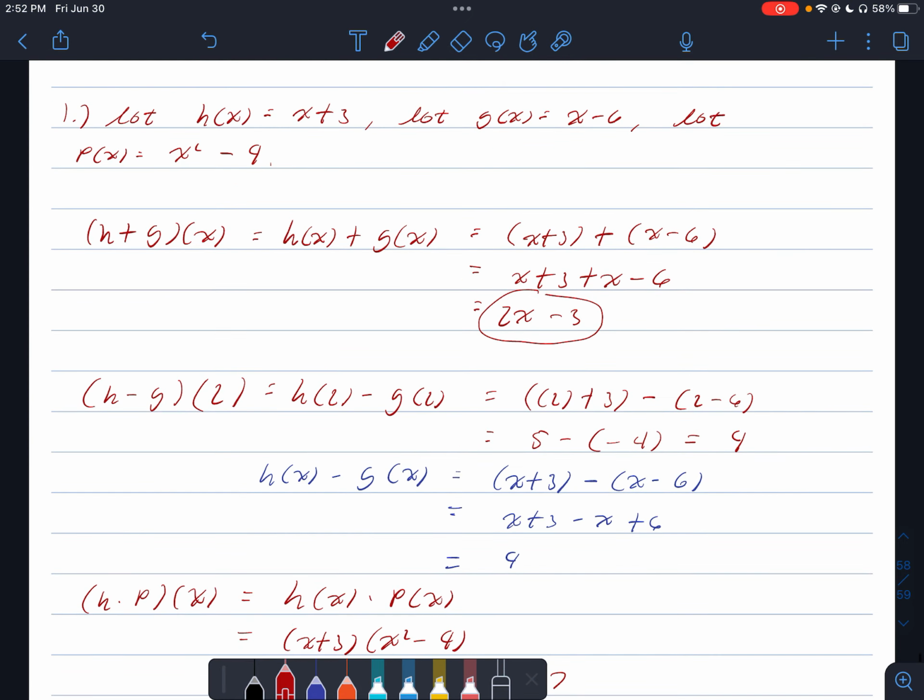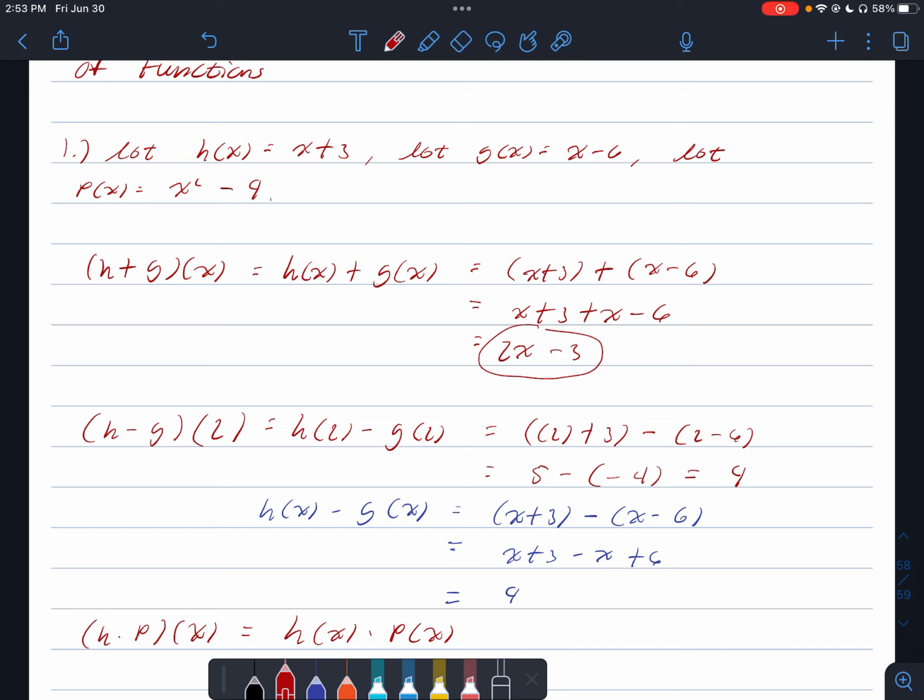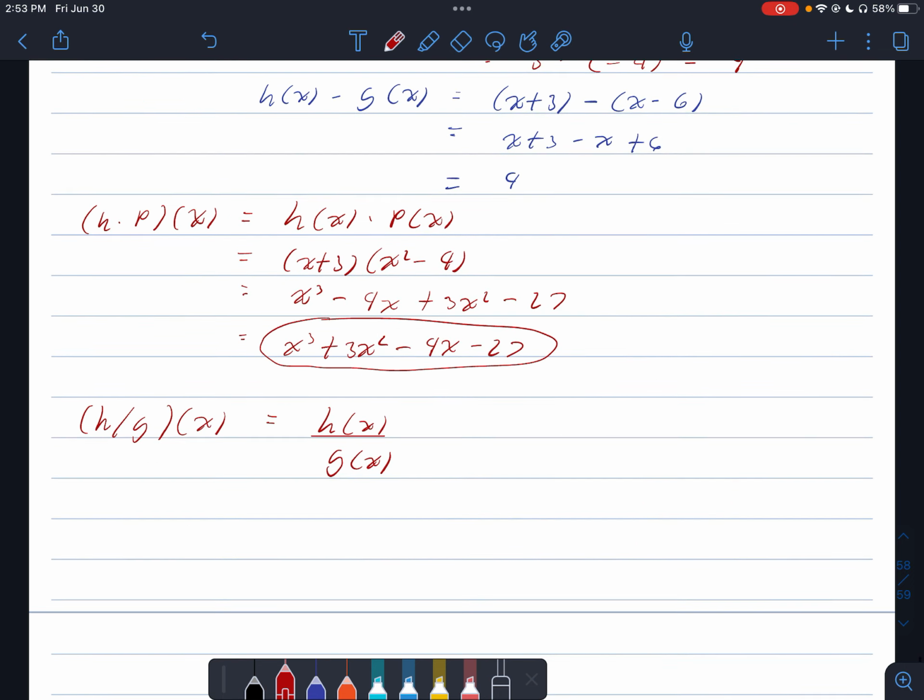If you look at our initial functions, we're given h of x is x plus 3 and g of x is x minus 6. You could plug any number in for h of x or g of x, and it would make sense for each of these. But this is no longer true for combining these two functions. Now we have h of x over g of x, which is x plus 3 over x minus 6. Again, you have all real numbers for the domain of h of x and all real numbers for the domain of g of x, but that's no longer true now because g of x is in the denominator.